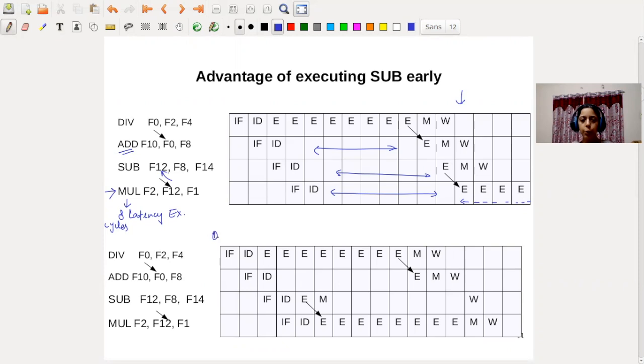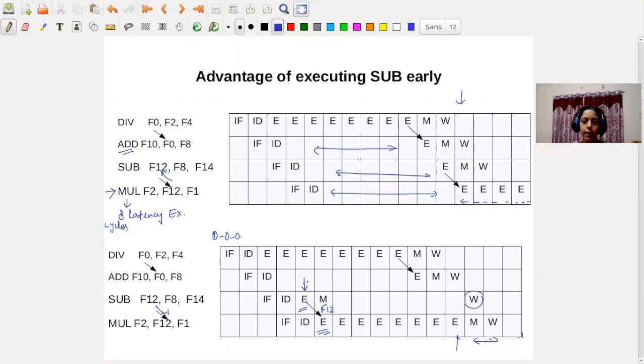Now, if we were to do this out of order scheduling, that is, if we are starting the sub instruction at this point in time, we can always forward the F12 content to the mul instruction and start its execution right in the next cycle. So this is going to take a while to finish, and then we are good to go and start the write back right after the sub does its write back. So this is a huge advantage of doing this out of order scheduling.